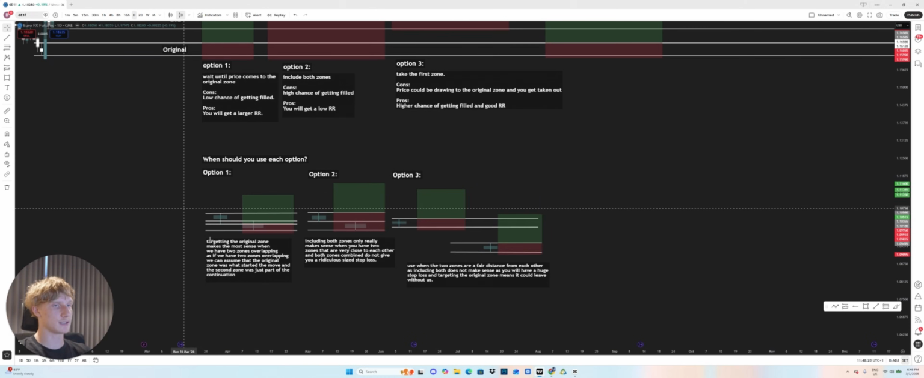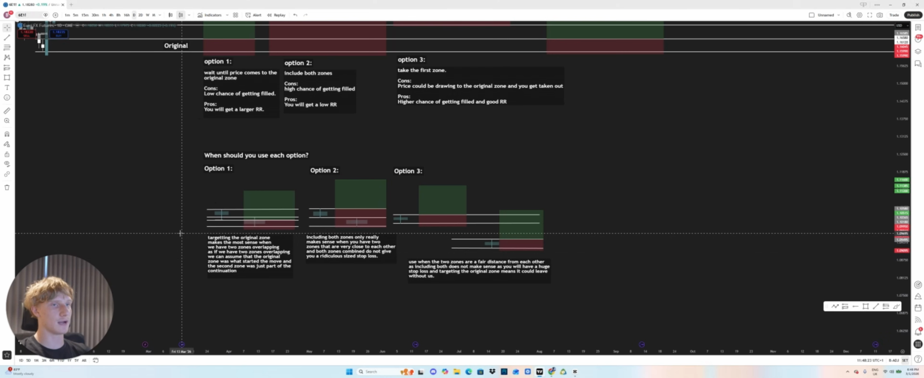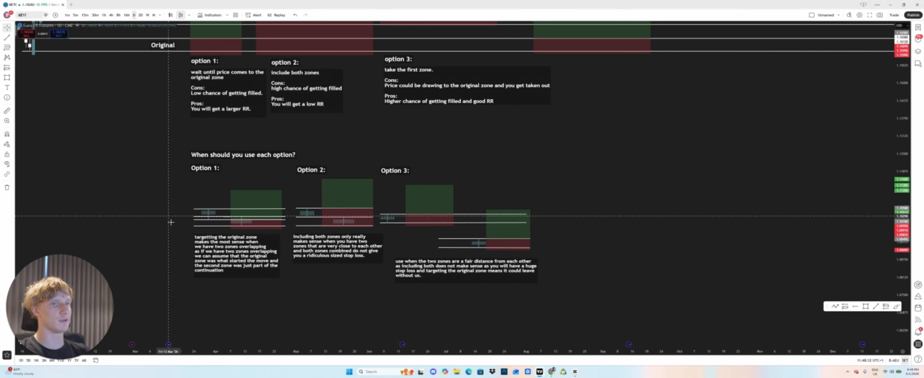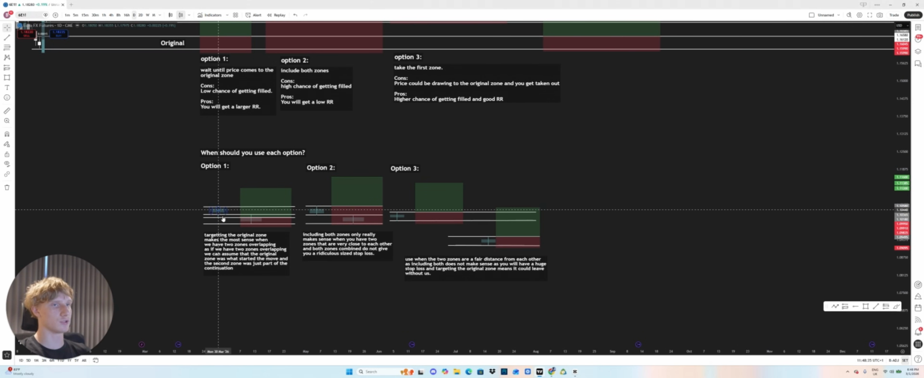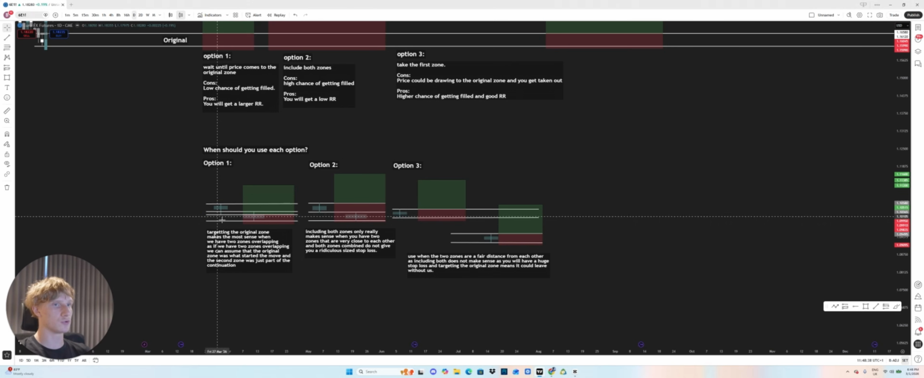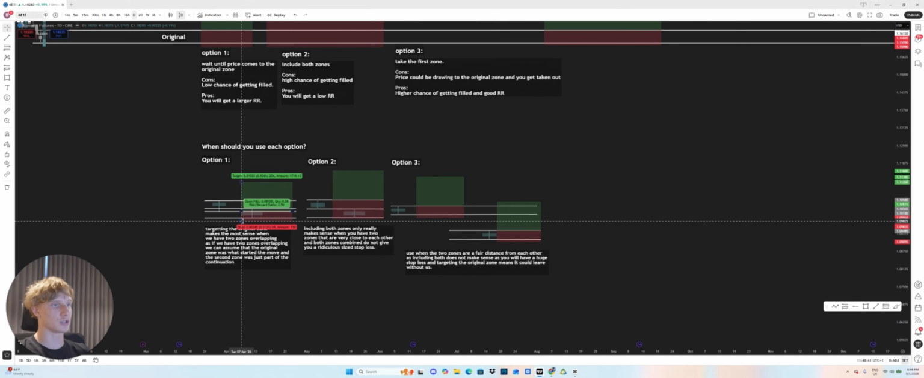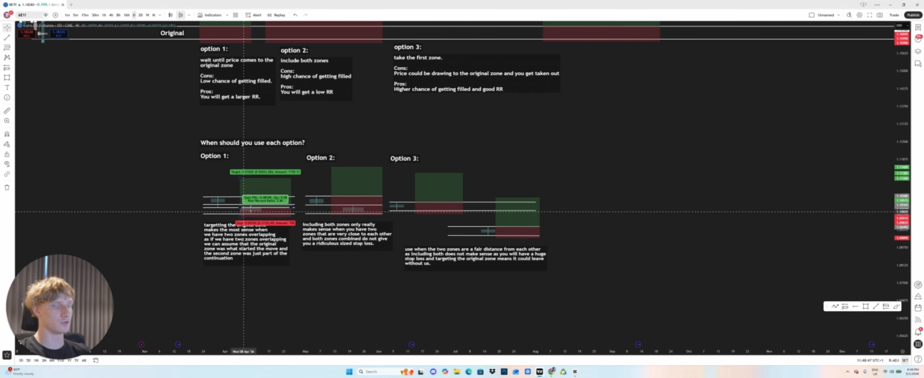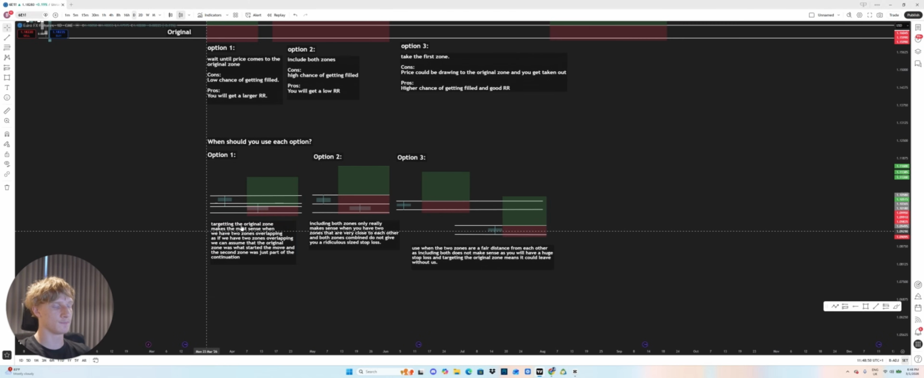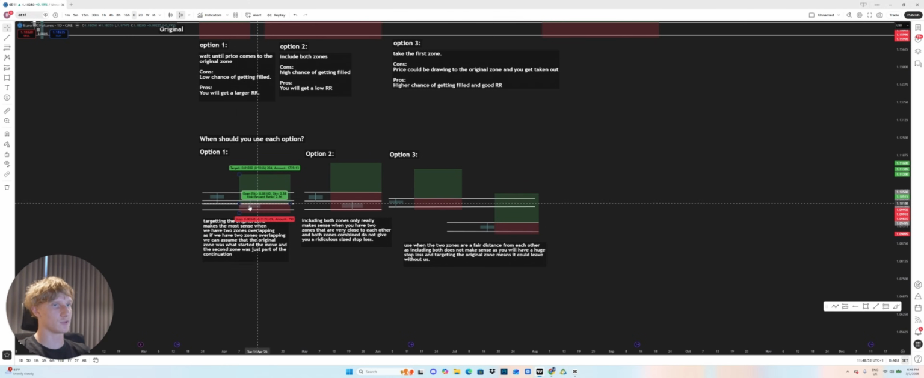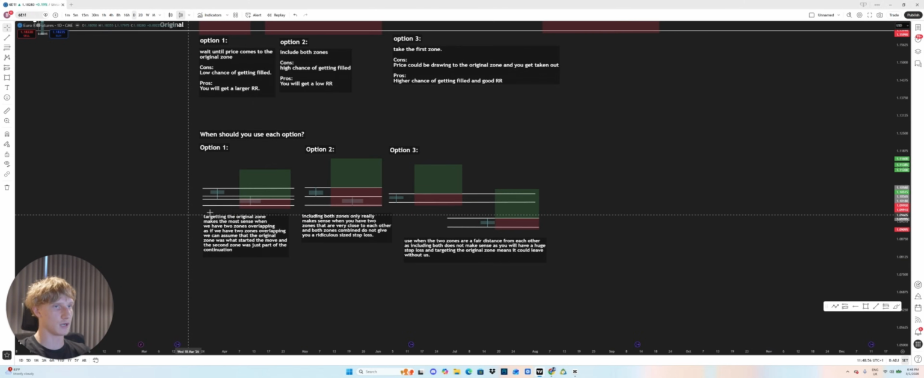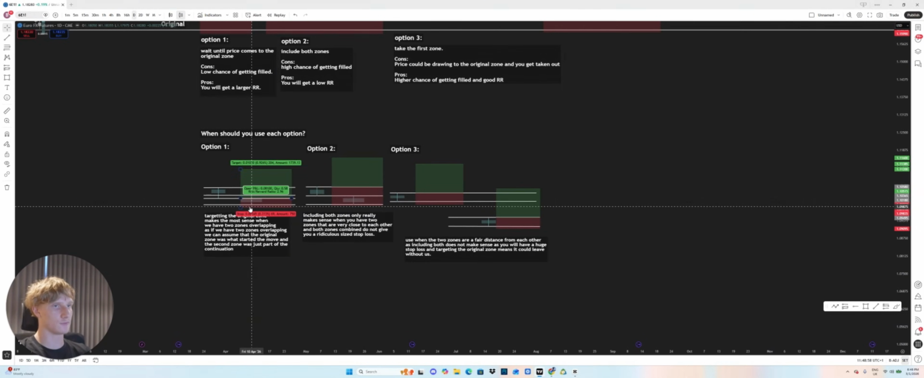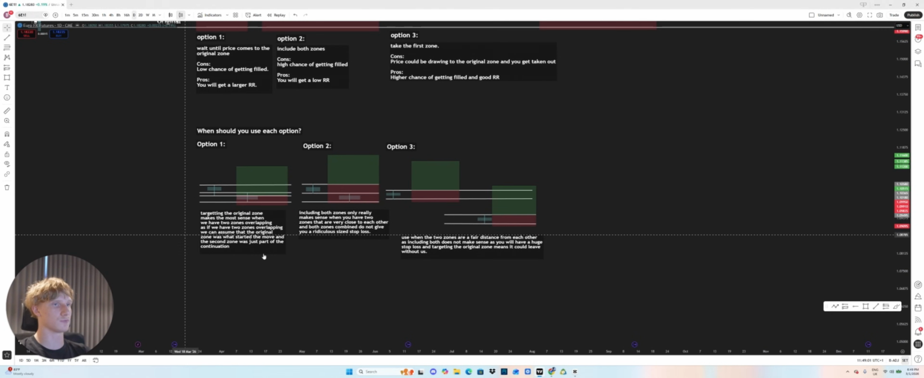So, option number one, targeting the original zone. This makes sense when we have two zones which are overlapping each other. In this example, which I hope you can make out, we have two zones which are basically intertwined. In this case, it makes sense to use the original zone because we can assume that the zone at the bottom was what actually caused the move. That's the origin of the move, so we can assume this is the institutional activity, where the institution has entered here. The secondary zone was just a little bit of a continuation. So if you have two zones overlapping with each other, then you can target the original zone.